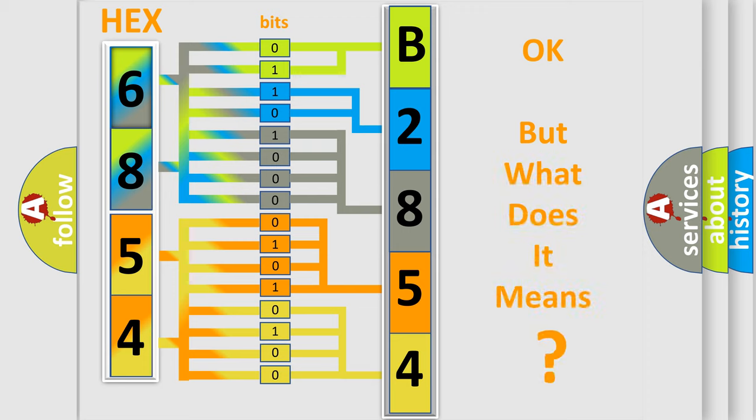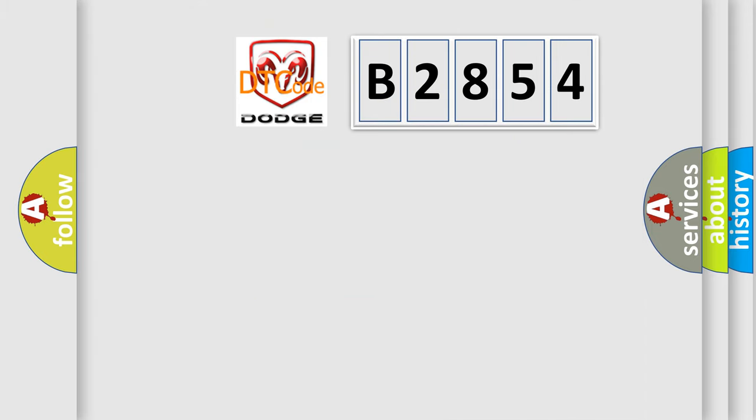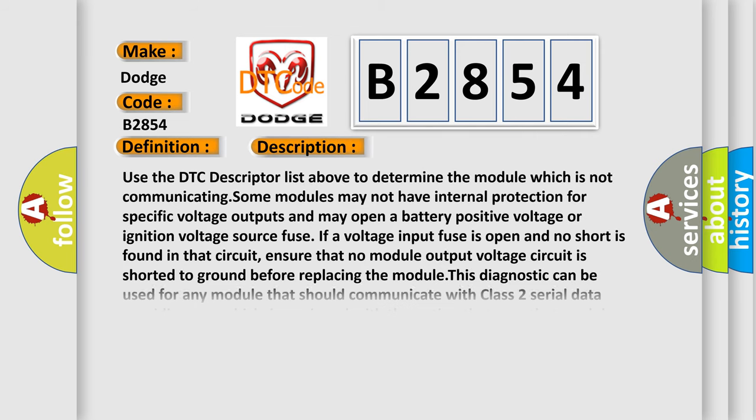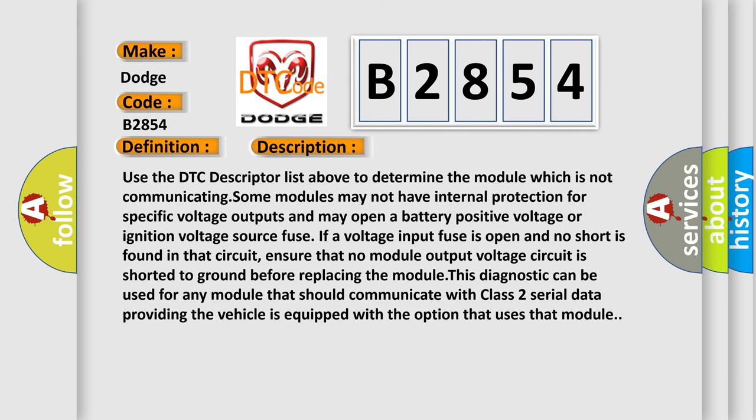The number itself does not make sense to us if we cannot assign information to what it actually expresses. So, what does the diagnostic trouble code B2854 interpret specifically for Dodge car manufacturers? The basic definition is loss of IRC communications. And now this is a short description of this DTC code.